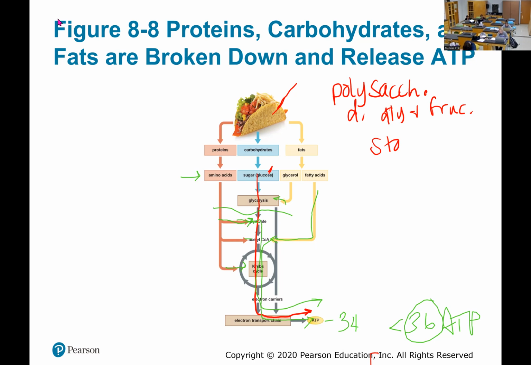Skipping down to 43, it says fatty acids are broken down into 2 carbon fragments, which is the acetyl part, and then it can be converted into acetyl-CoA and enter the blank on slide 43, which is the Krebs cycle.